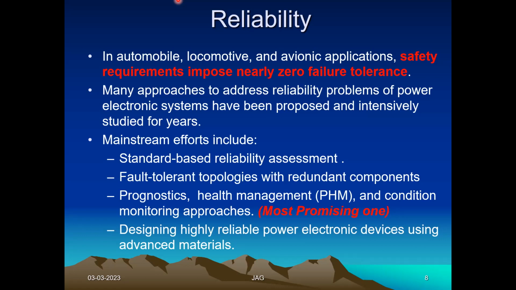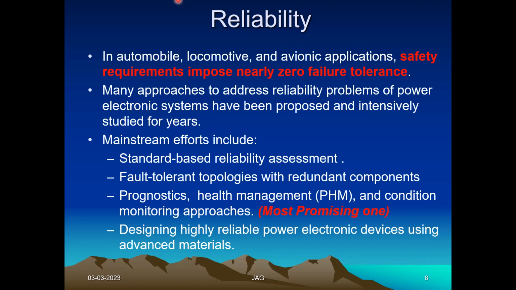So the mainstream efforts for improving the reliability and availability are, first, standard-based reliability assessment. Basically, that will come up only in the beginning when you are having a design. Say, I want to design my motor drive. There the standard-based reliability assessment can be done. Second one is fault tolerant topology with redundant components. That is another possibility. Say I am having a motor in my vehicle which is driven by an inverter. Later on, I will add one more inverter to drive the motor.